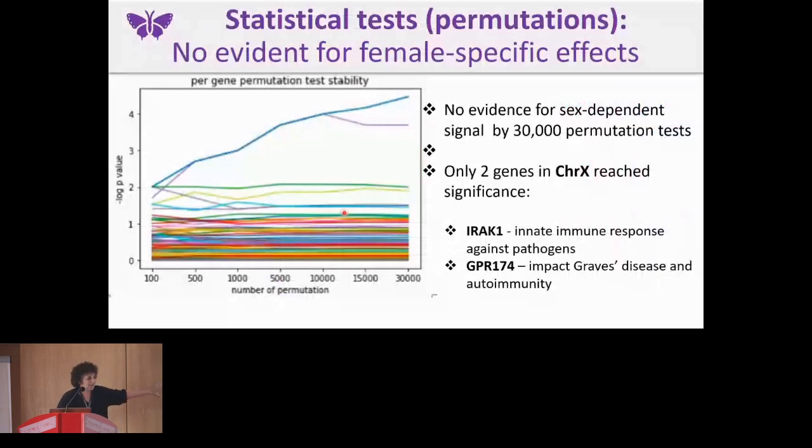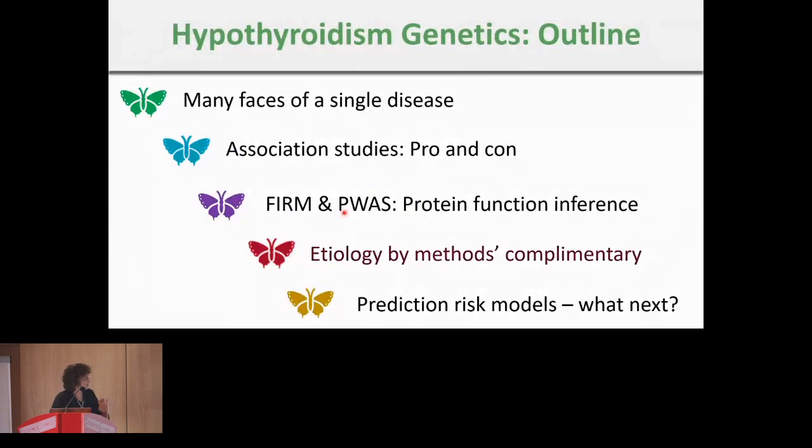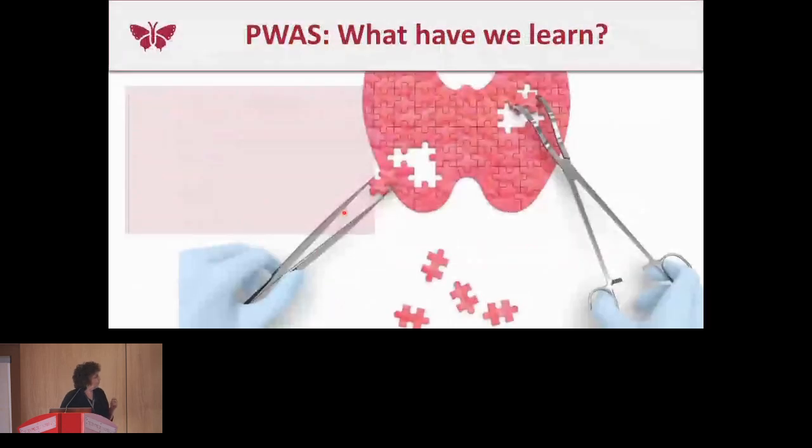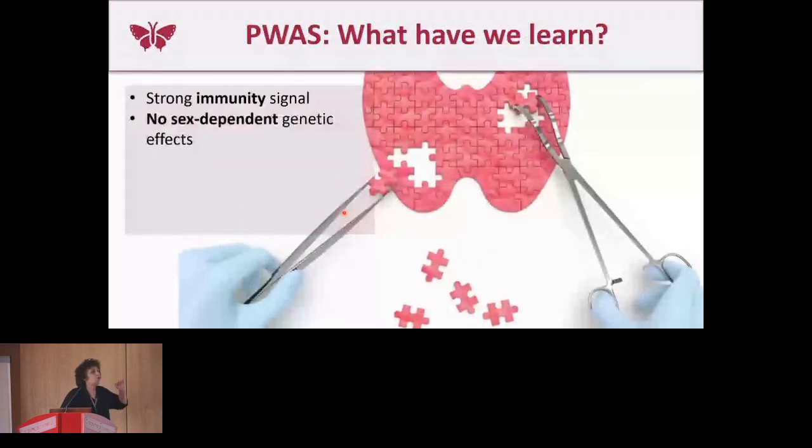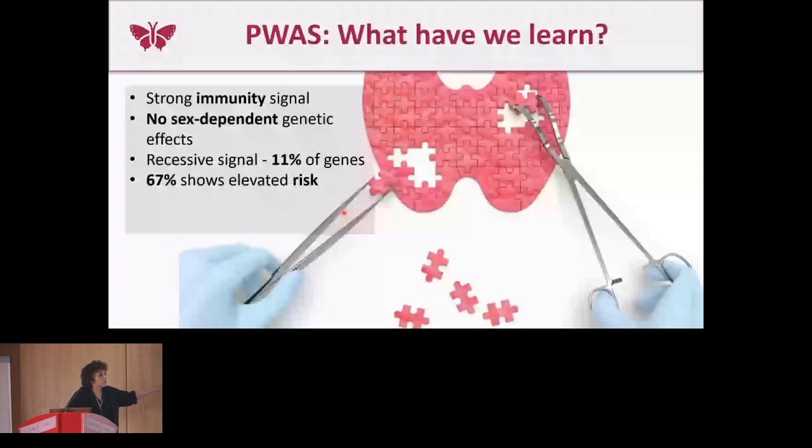So it's quite nice. And the last part is more like ideas: where are we heading from here? So what we learned from PWAS, just to summarize, if you lost me in the middle, is that there is a strong immunity signal, but no clear sex-dependent story that I can put my hand on. The recessive signal, which I didn't show you, was not very prominent, 11%. Most of the genes were elevated risk rather than protective genes. And 9 of these genes were also shown in the FinnGen, which is a very good replication result.